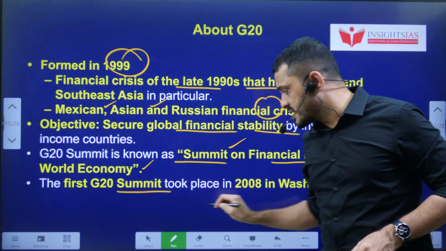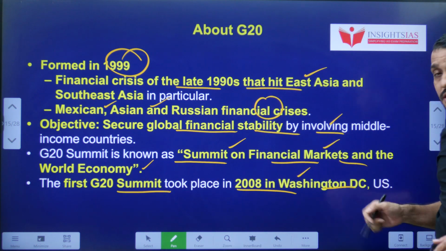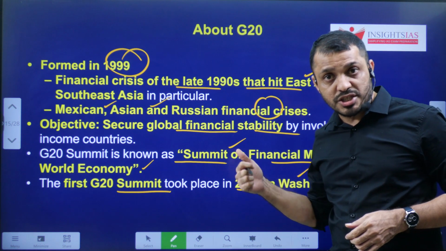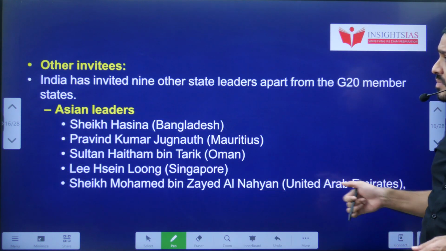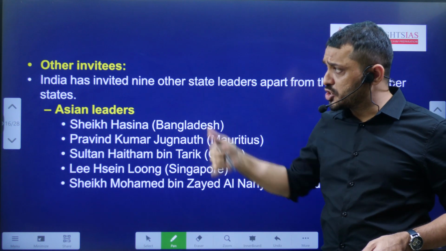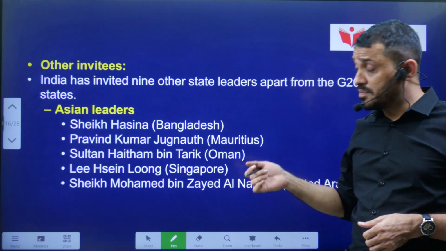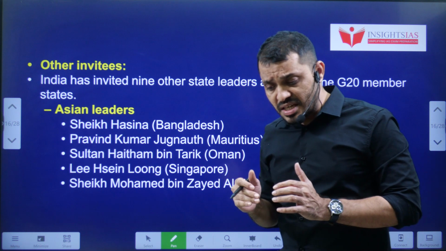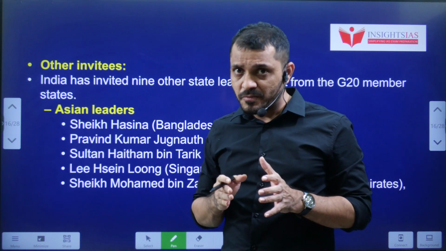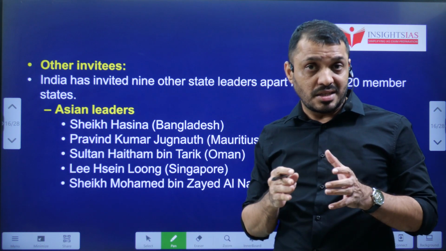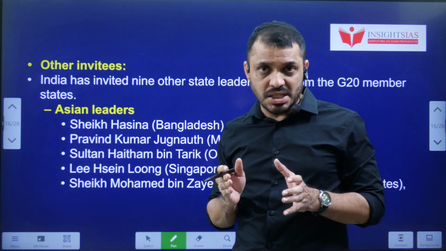And the first G20 summit took place in 2008 in Washington DC. There the first G20 summit was held. Next, what are the other initiatives this year? Okay, so the other invitees. This year, not only the G20 nations, India specially invited around 9 countries from various parts of the world.